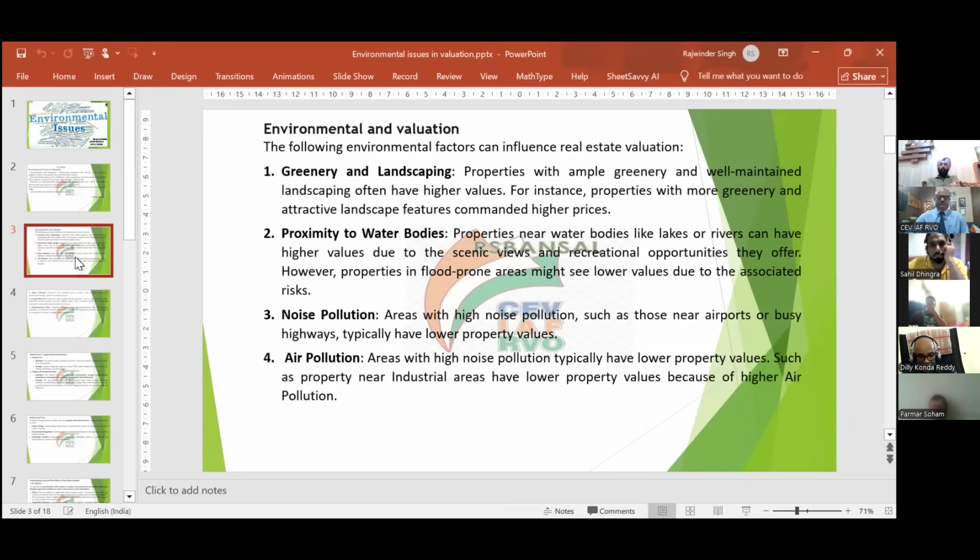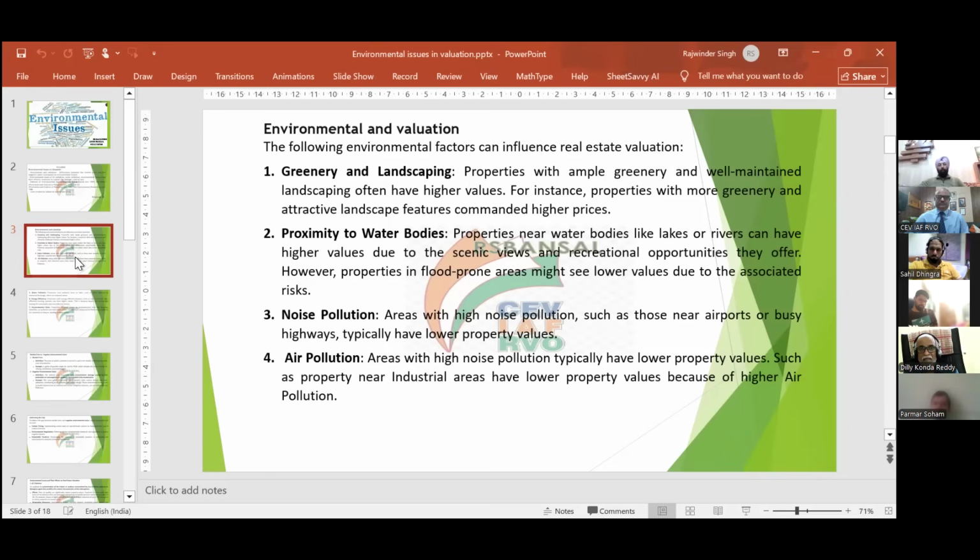Then the noise pollution. The areas with higher noise pollution, such as industrial areas, or areas where there are a number of noise polluting industries, even the properties which are nearer to the national highway where there is huge noise pollution due to traffic, such properties have typically lower value.